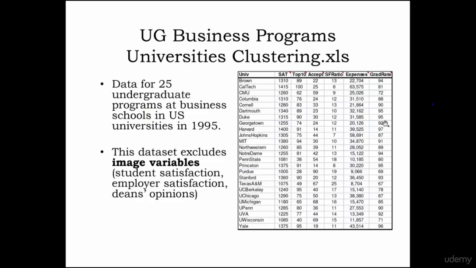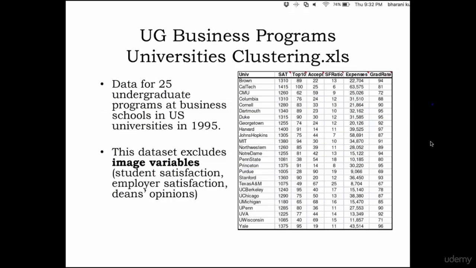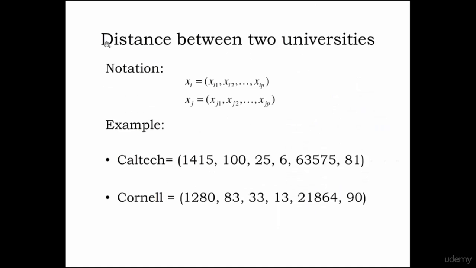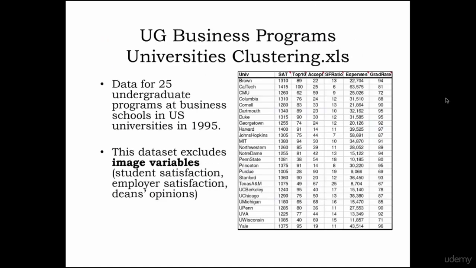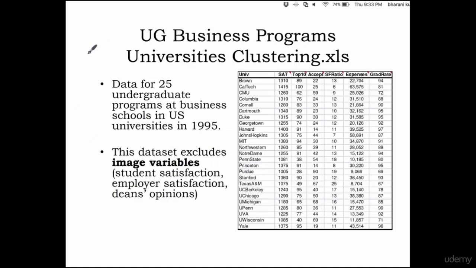So the case study that we are trying to solve now is a university data set. What are we trying to do? We are trying to cluster these universities together. Say you're trying to cluster universities together, what is the advantage for, say, the dean of the college?